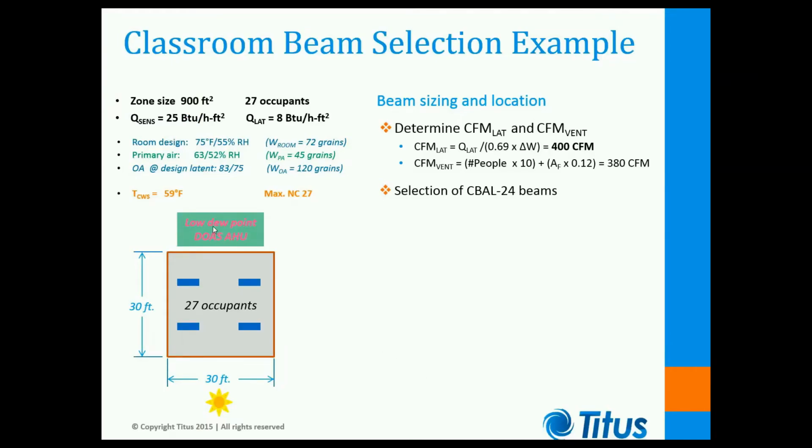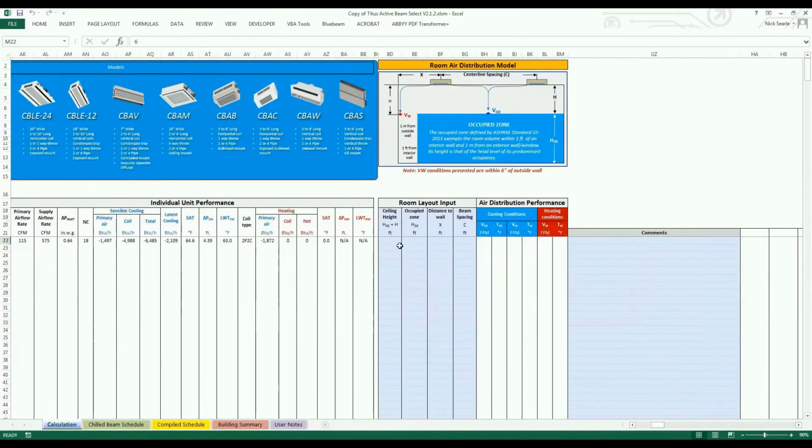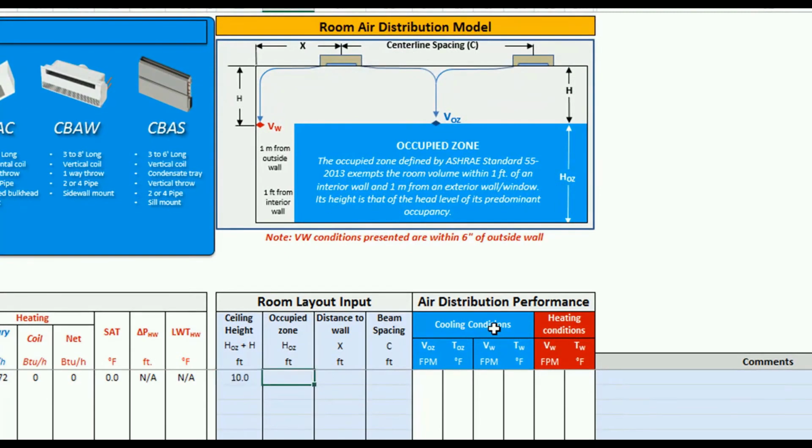The final step is to calculate the room comfort data using the beam spacing distances read from the room layout drawing. The ceiling and occupied zone heights are entered along with the spacing distances from the center line of the beam to the nearest wall, and the center line distances between rows of beams.